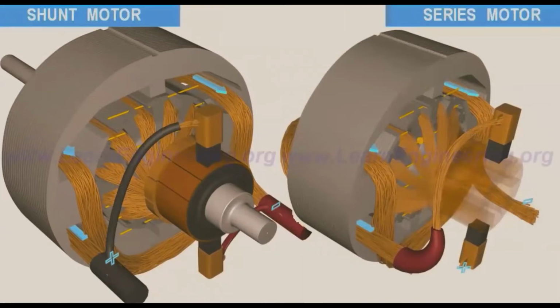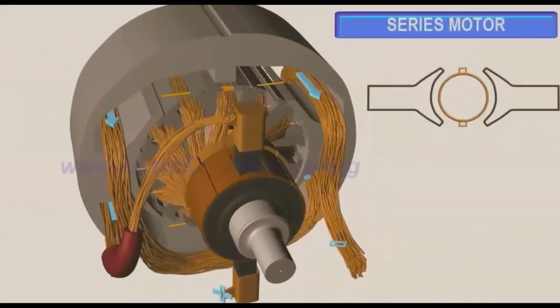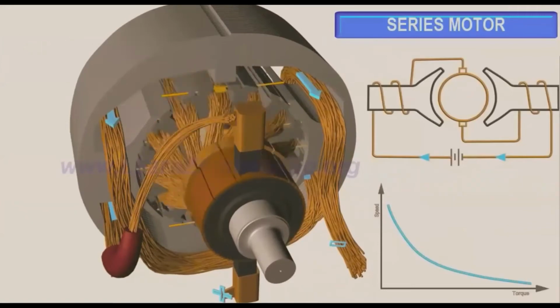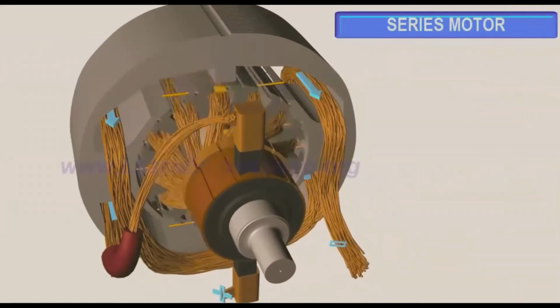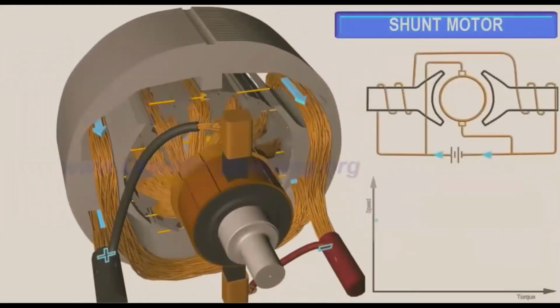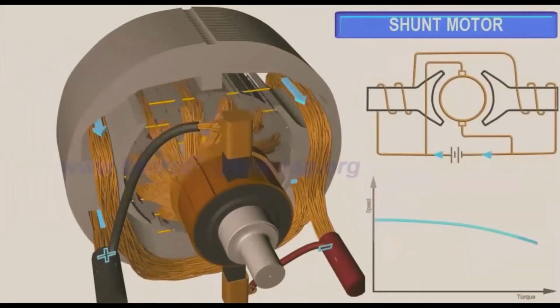The series wound motor has good starting torque, but speed drops drastically with the load. The shunt motor has a low starting torque, but it is able to run almost at a constant speed, irrespective of the load acting on the motor, as shown in the video.